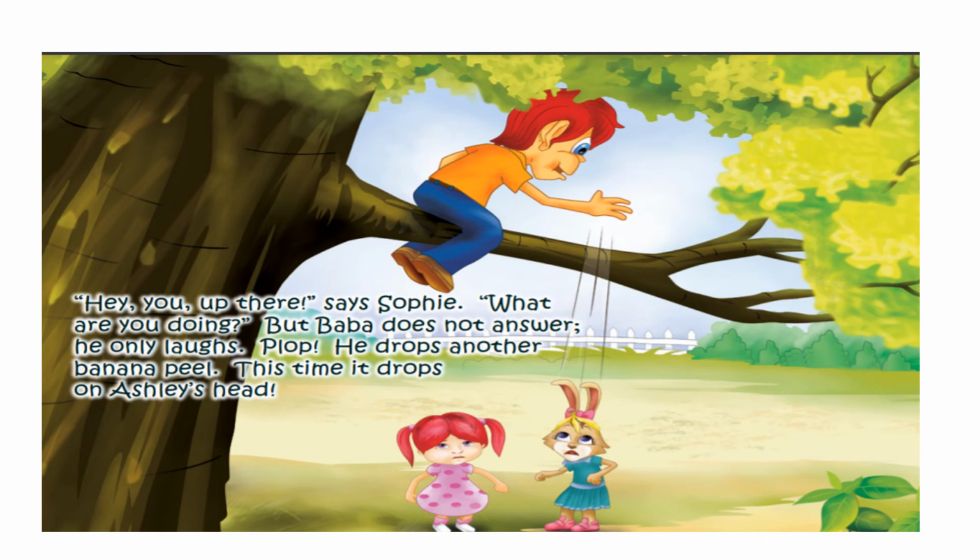"Hey, you, up there," says Sophie. "What are you doing?" But Baba does not answer. He only laughs. Plop! He drops another banana peel. This time it drops on Ashley's head.